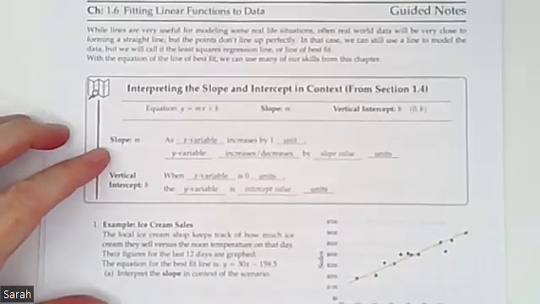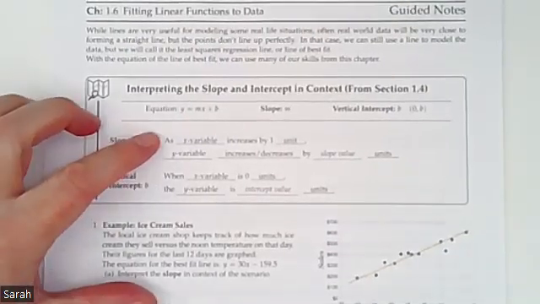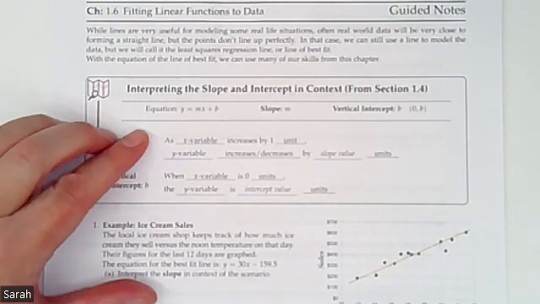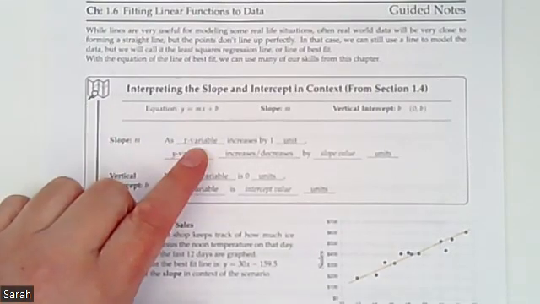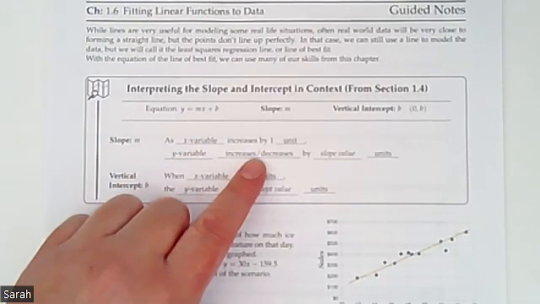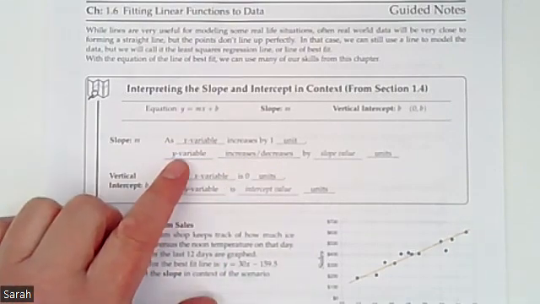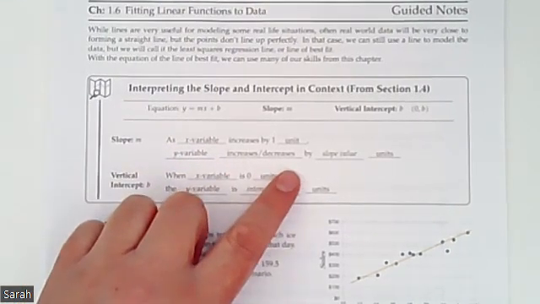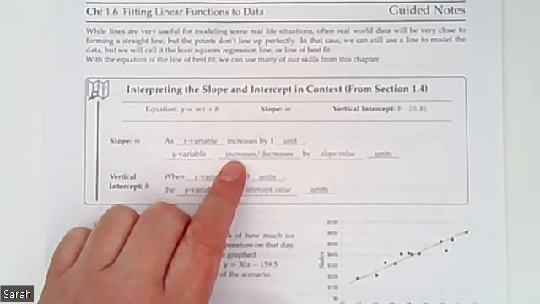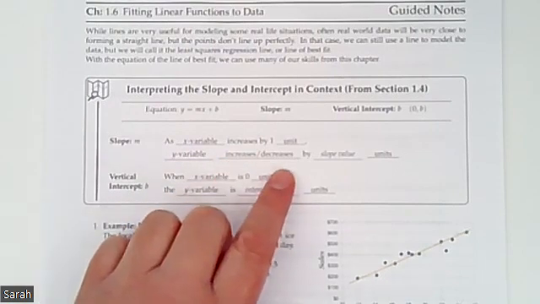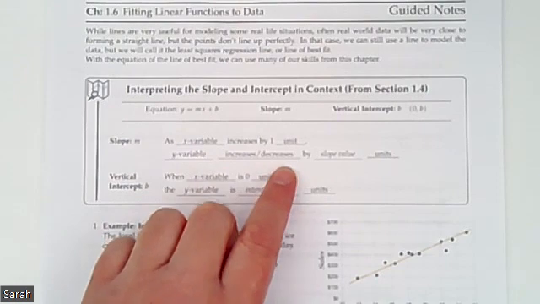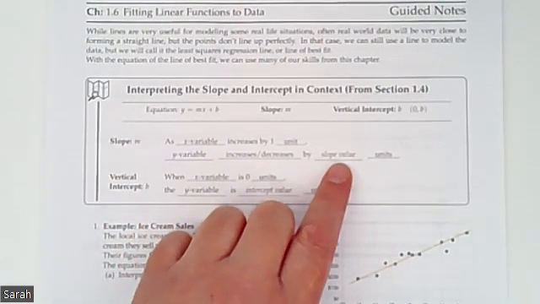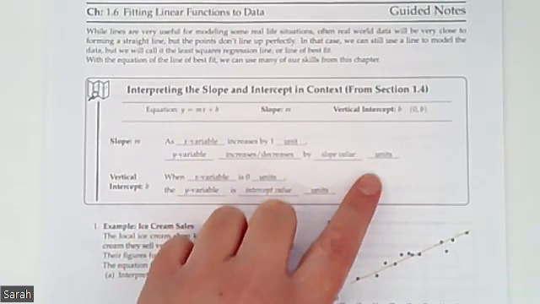Our interpretation for the slope is: as the x variable, and you'll replace whatever the x variable actually is into this blank, increases by 1 unit, the y variable either increases or decreases. We would use increases for a positive slope and decreases for a negative slope, by whatever the value of the slope is, and then we put the units on there.